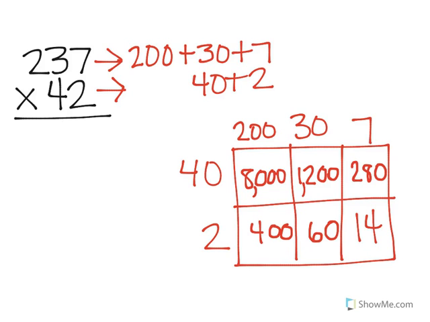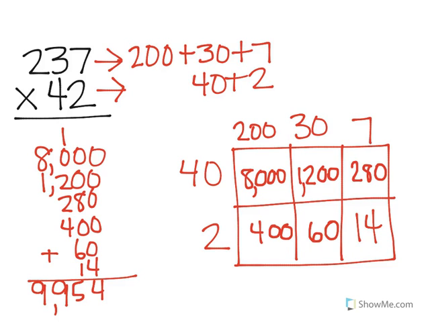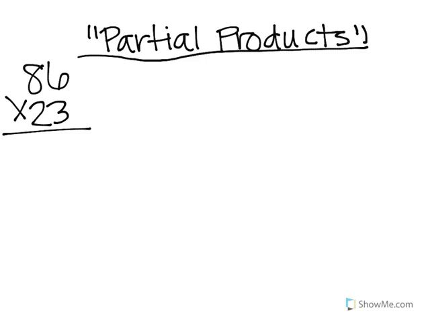And if I add all these up, I get 8,000 plus 1,200 plus 280 plus 400 plus 60 plus 14. Alright, so this is 4. 8 and 6 is 14 plus 1 is 15. 1 plus 2 is 3 plus 2 is 5 plus 4 is 9. And 8 plus 1 is 9. So 9,954.